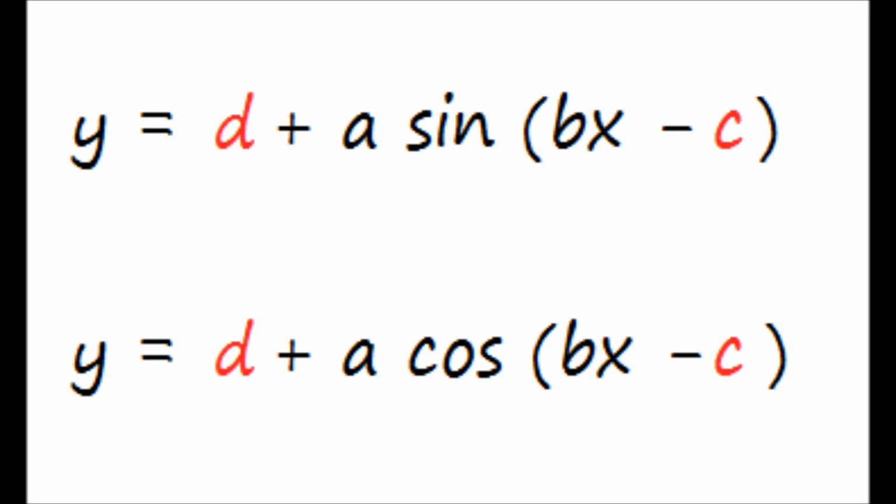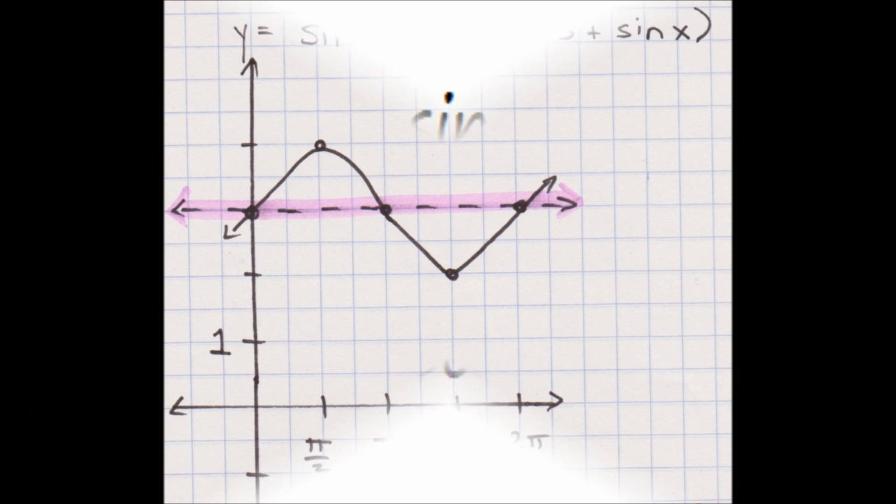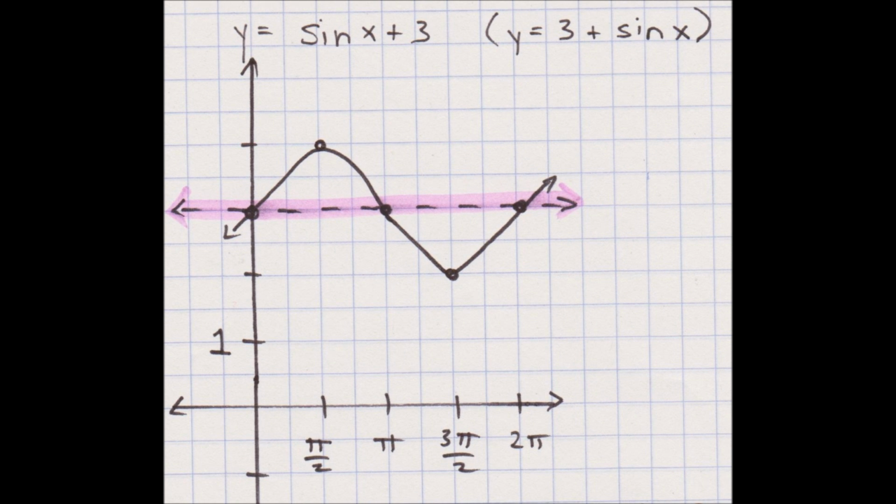The D and the C affect the horizontal and vertical shifts respectively. Take for example the function y equals sine x plus 3. Note that the function can be written as y equals 3 plus sine x as well. The 3 shifts the entire graph up 3. If it were a negative 3, it would have moved it down 3.